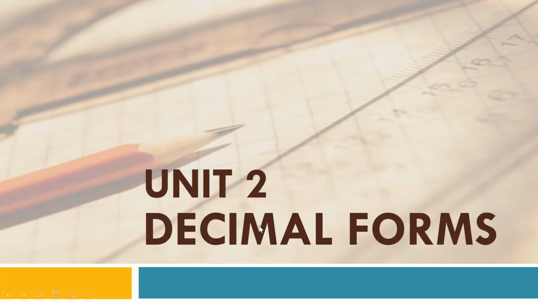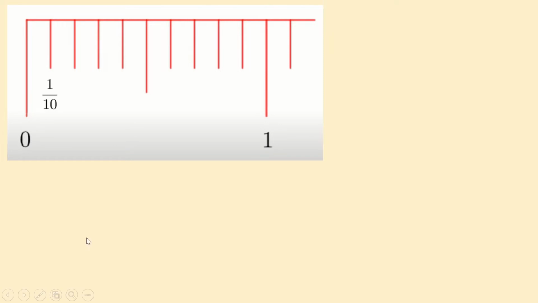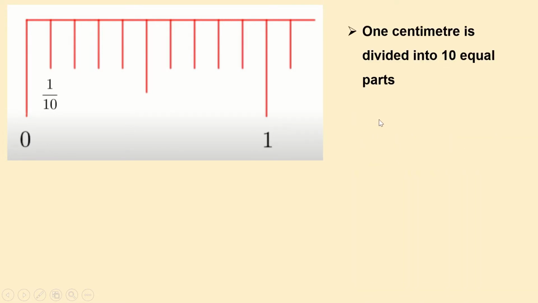Today we are going to learn the Unit 2 decimal form. This picture shows a scale in which 1 centimeter is divided into 10 equal parts. We take the first part, then the fraction is 1 by 10.